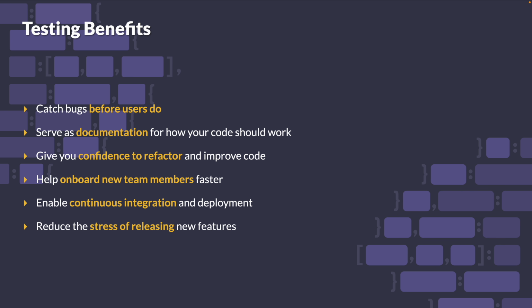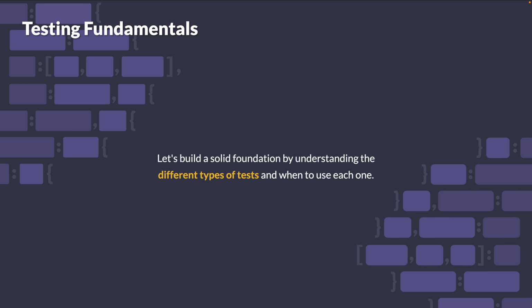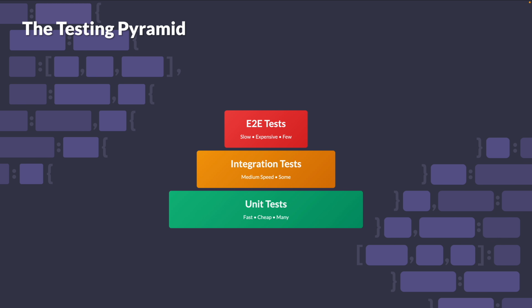So now that we understand why testing matters, let's dive into the fundamentals. Let's build a solid foundation by understanding the different types of tests and when to use each one. So here is the testing pyramid. One of the most important concepts in testing is this testing pyramid. This model, popularized by Mike Cohn, helps us understand how to balance different types of tests.